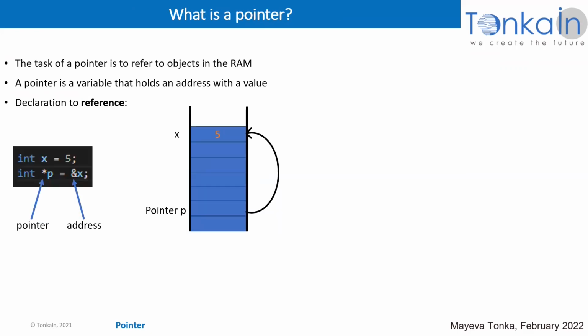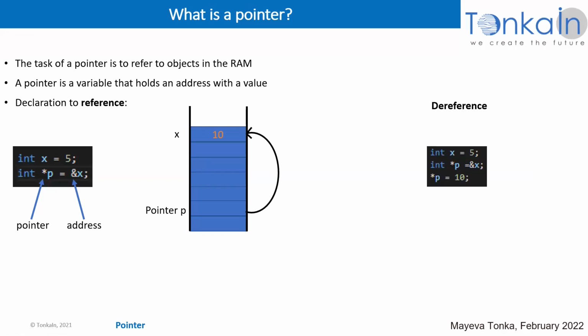As I mentioned in the beginning, the task of a pointer is to refer to objects in the RAM. A pointer is basically a variable that holds the address of a value. To assign a value to a pointer, the pointer is preceded by an asterisk. The equal sign is followed by the ampersand. The ampersand is the address of the variable that is assigned to the pointer. In our example, we assign the value 5. This process is called referencing.